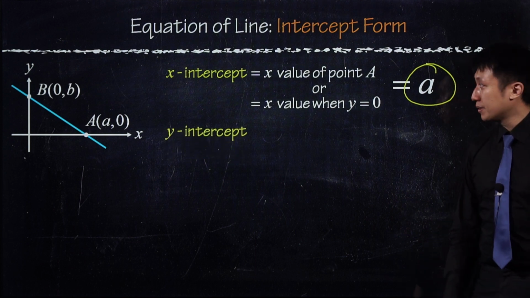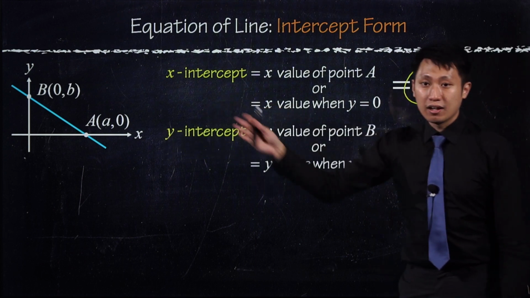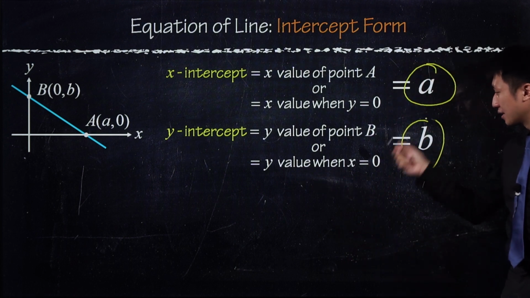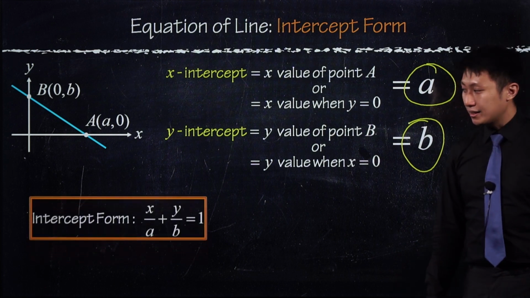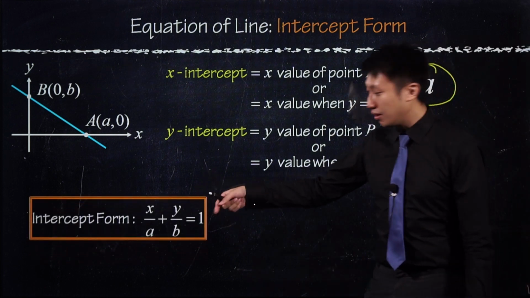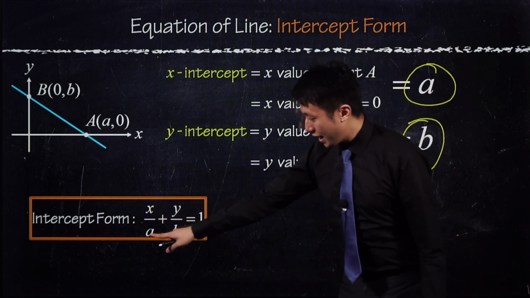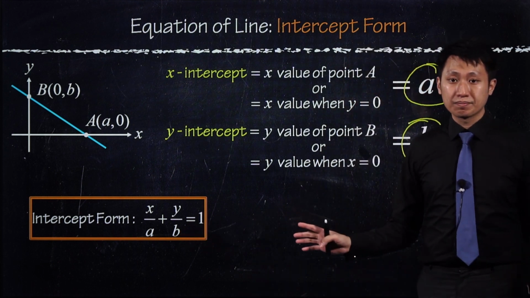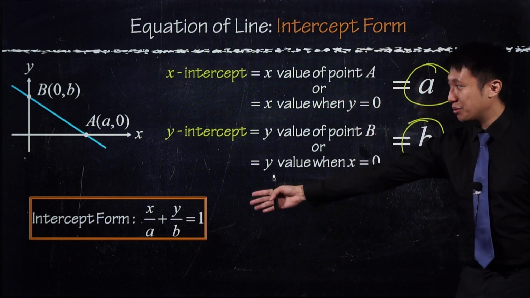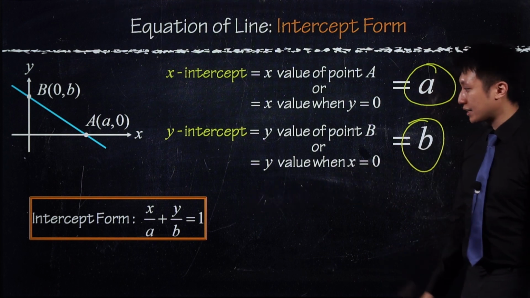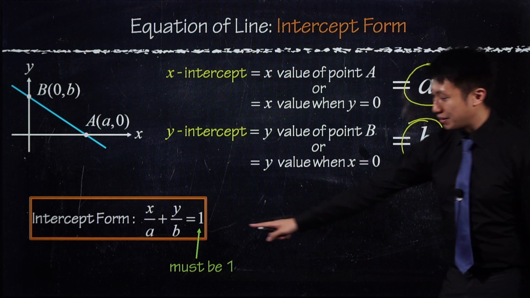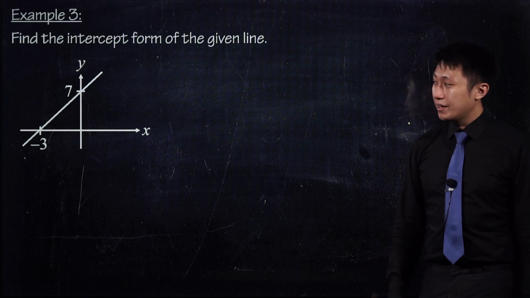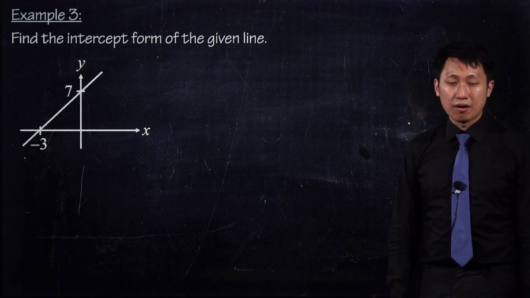The y-intercept is the same thing here: the y-intercept is when x equals 0, so the value is B. If you want the intercept form, very simple: x divided by the x-intercept plus y divided by the y-intercept equals 1, and you are done. Let me give you an example. This one must be 1, just remember. Find the intercept form of the given line.